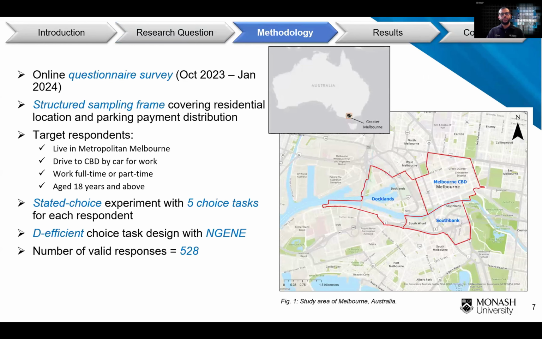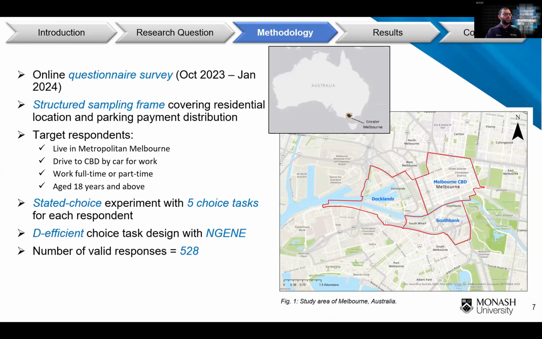To answer these research questions, we conducted an online questionnaire survey over a period of 3 months, from October 2023 to January 2024. We used a structured sampling frame that covers the residential locations of metropolitan Melbourne and also the parking payment distribution, which includes self-parking and employer parking. Our targeted respondents were people living in metropolitan Melbourne who drive to the Melbourne CBD by car for work, who work either full-time or part-time, and are 18 years and above.